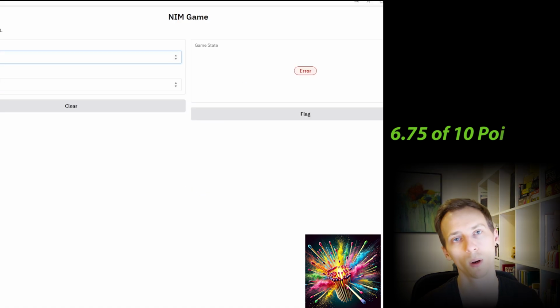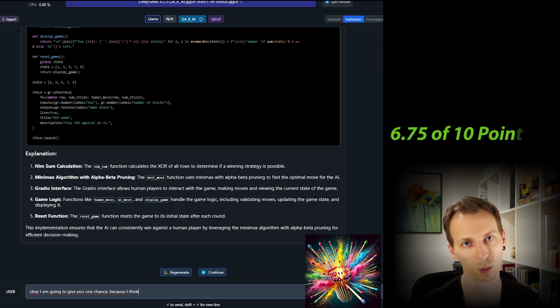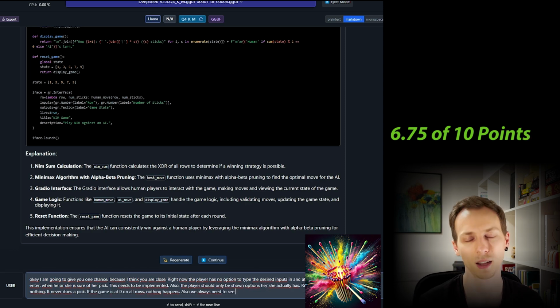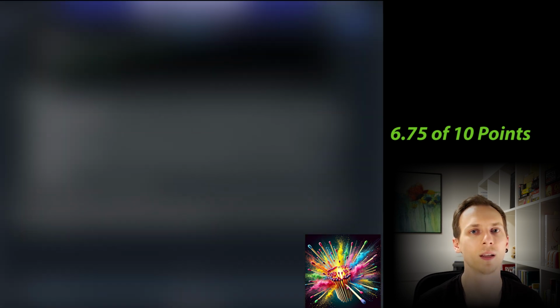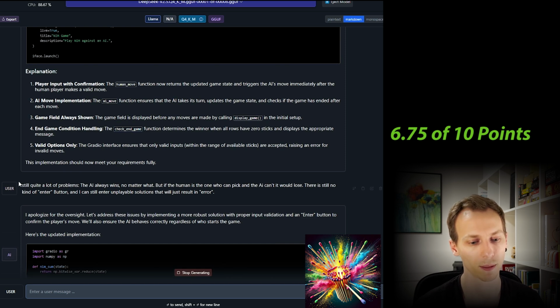The player who can always pull a match wins, and the one who can't pull out a match will lose. Now the model needed to implement an AI algorithm or a machine learning algorithm that beats the player. The model said it used a min-max algorithm, but I don't think it did that correctly because it sometimes beats me, but not always. If the model would implement a min-max algorithm correctly, it would always beat me.